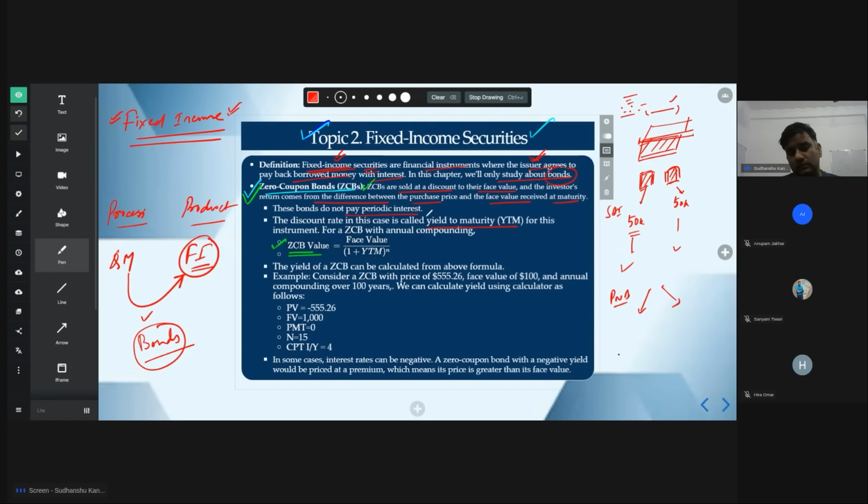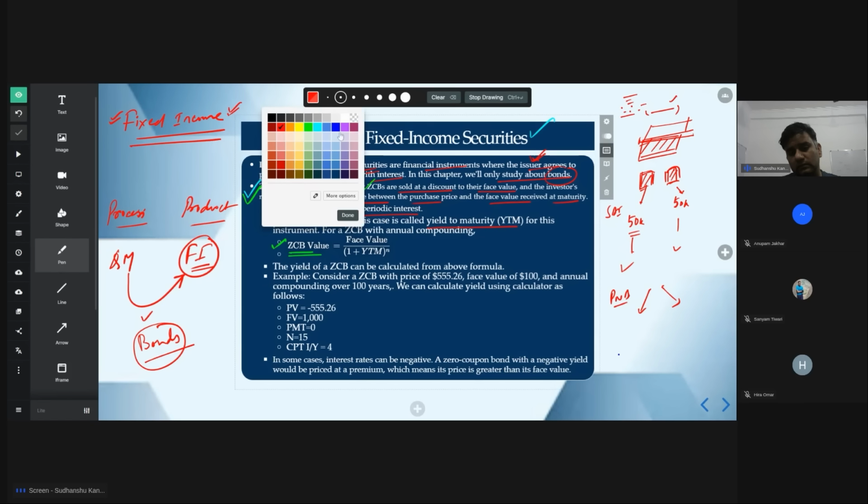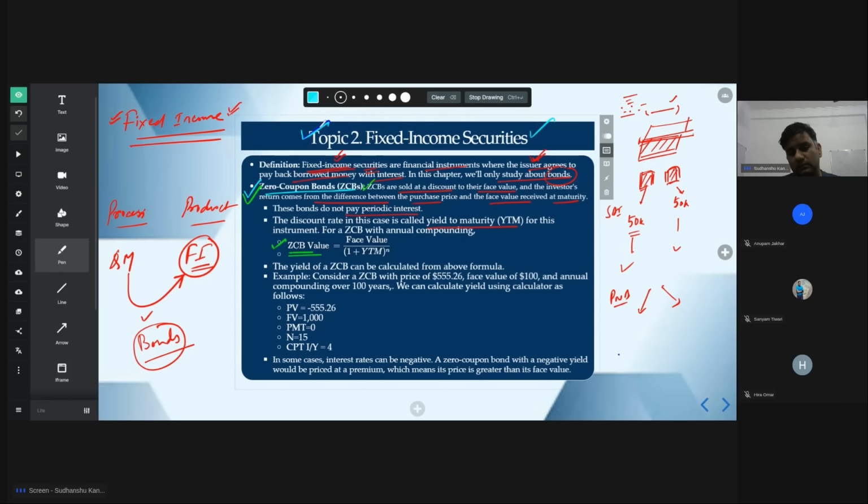Now, see, zero coupon bond, I told you, is a very important thing to understand when we're trying to understand the valuation and pricing of bonds, and the discount rate. The discount rate which we use in zero coupon bond has a special name. That particular discount rate is called your yield to maturity.